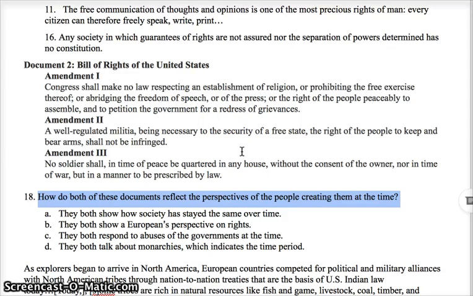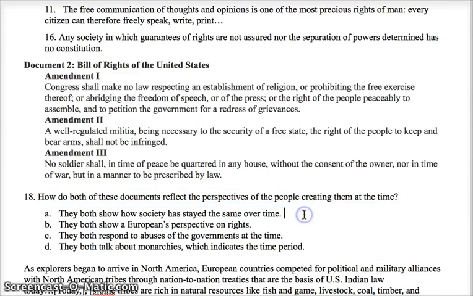Amendment 3, no soldier shall in time of peace be quartered in any house without the consent of the owner, nor in time of war, but in a manner to be prescribed by law. So it looks like no soldier is allowed to be in the house of somebody without the person who owns the house allowing them to do so. So a soldier can't just go in there and take over the house.